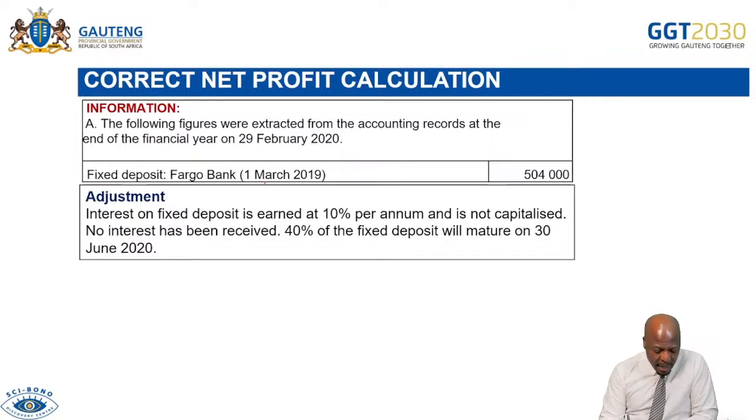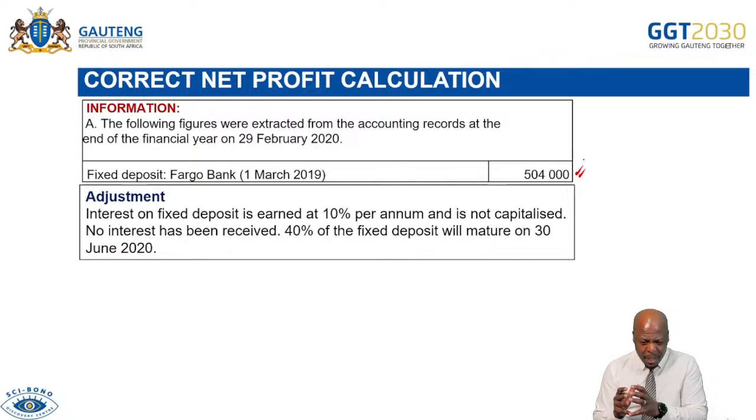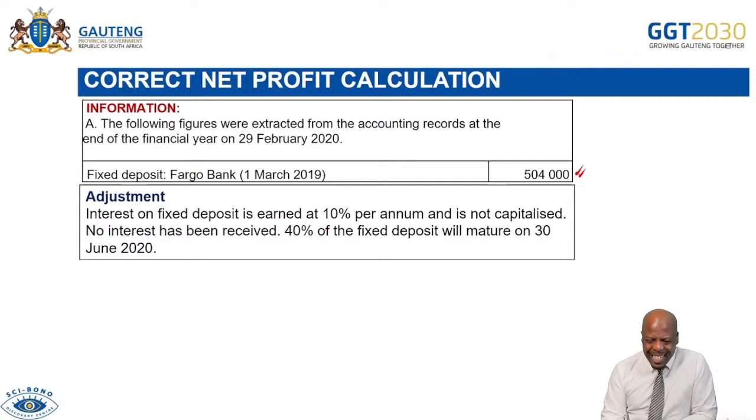And then we were given a fixed deposit from Faco Bank, that is on the 1st of March 2019, and the fixed deposit amount is 504,000. Very important, that's the fixed deposit amount. Then we are told in the adjustment, interest on fixed deposit is earned at 10% per annum. So interest is at 10% per annum and is not capitalized. No interest has been received. So here we know that no interest has been received. All right. And remember, this is interest income. 40% of the fixed deposit will mature on the 30th of June.